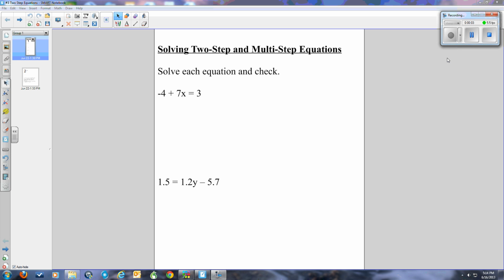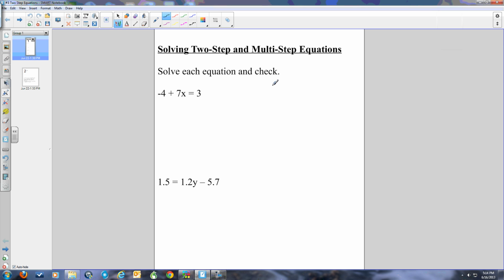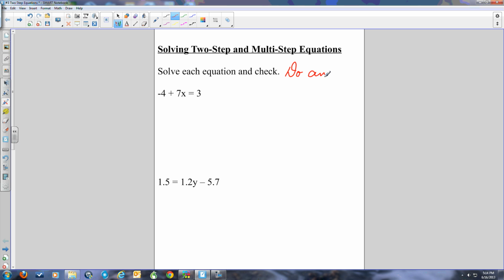Today we're going to be talking about solving two-step and multi-step equations. One of the things that you need to remember about solving equations when you have more than one step involved, and I'm going to write this down, I want you to put this down on your papers, is do any addition or subtraction first. Okay, that's very important.